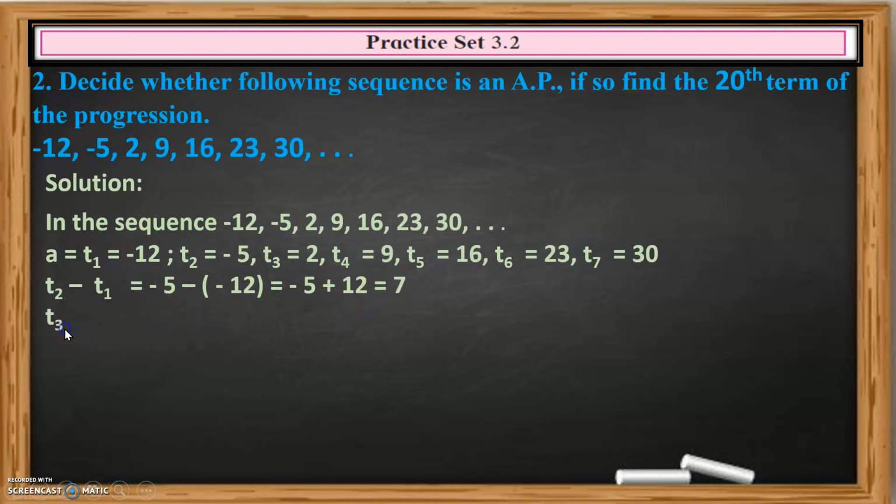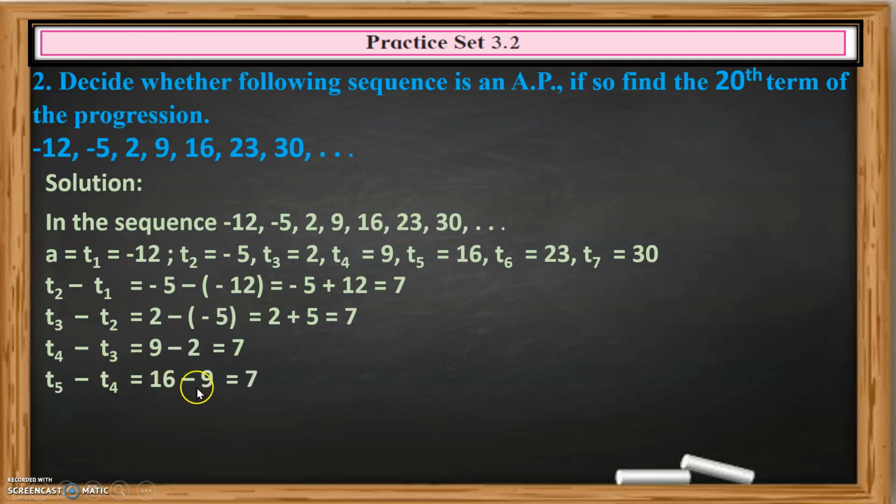Next step is T3 minus T2 which will be equal to 2 minus of minus 5 which is 2 plus 5 equal to 7. The next step T4 minus T3, that is 9 minus 2 equal to 7. Same way you will do T5 minus T4 which is 16 minus 9 equal to 7. T6 minus T5 will be 23 minus 16 equal to 7. And lastly T7 minus T6 is equal to 30 minus 23 equal to 7.